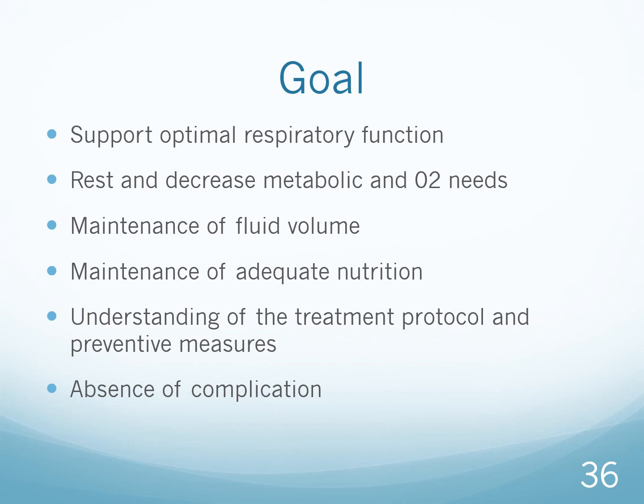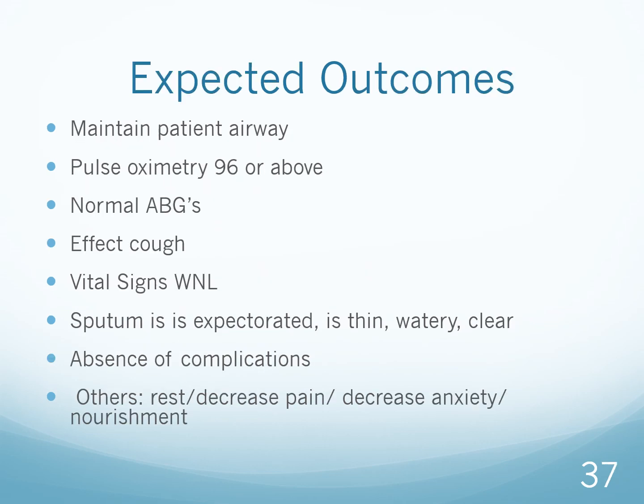There's nothing worse than a patient going home and not knowing how to follow up on their care. And always look for the goal of an absence of complications. Expected outcomes: you want a patent airway. You want to make sure that you have a pulse ox above 96. You want to make sure your ABGs are back to normal again and you have an effective cough. You're maintaining your vital signs.